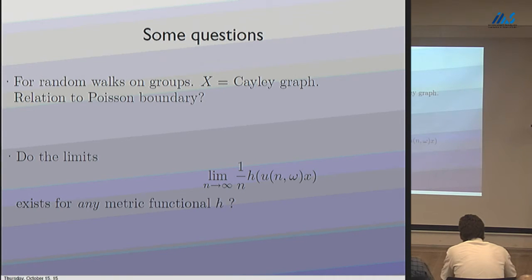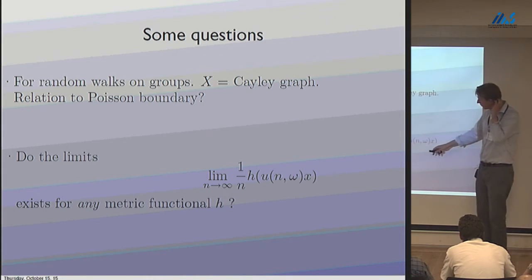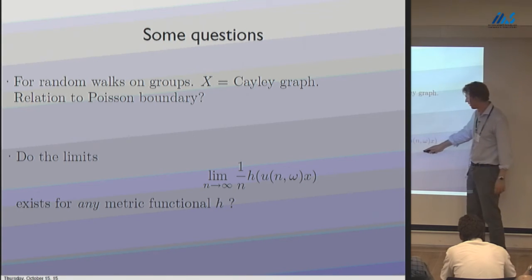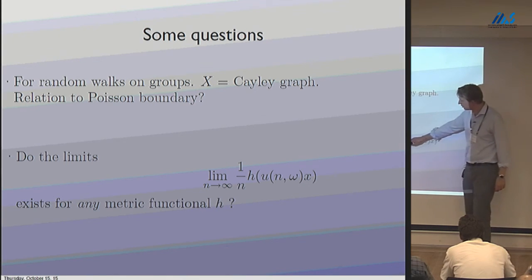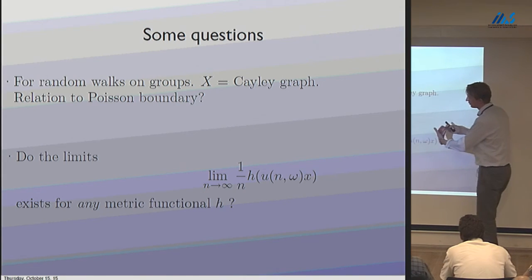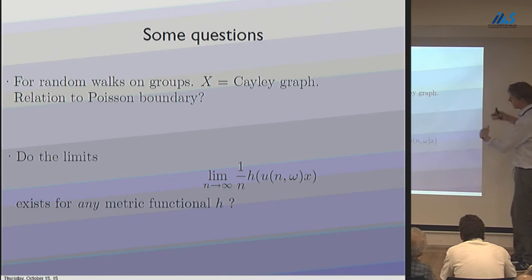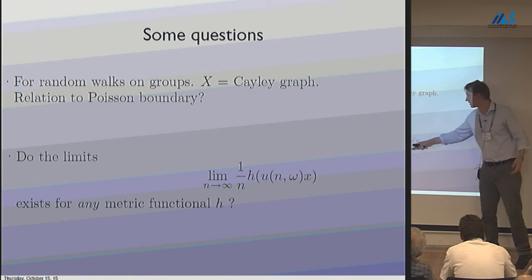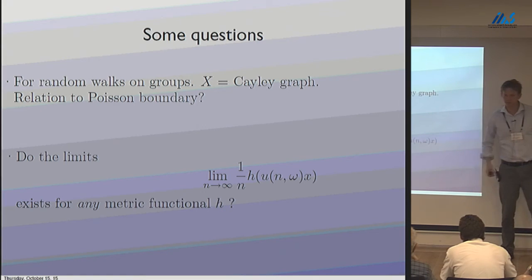And another question one could ask, which I haven't thought so much about, that's also true just by geometry for hyperbolic and CAT(0) spaces, is that you can consider limits for any other functional. So here we found one good one that kind of explained the convergence of direction, but you can ask if these limits exist, just as limits for any h. Okay, so with this, I thank you for your attention.